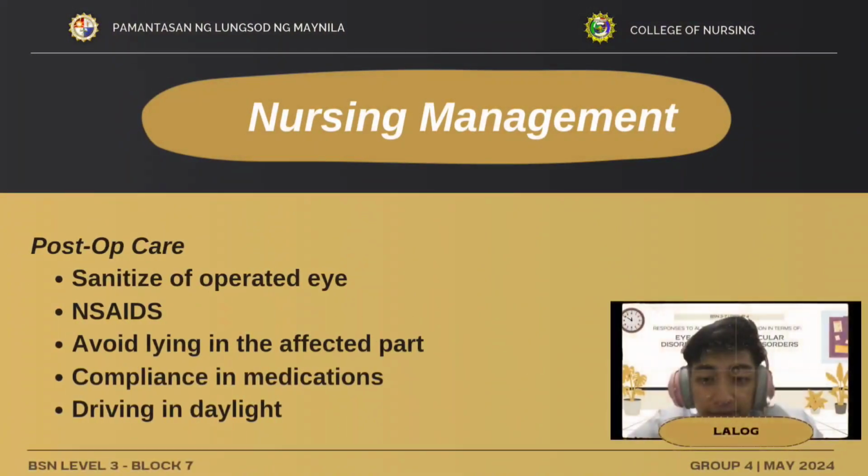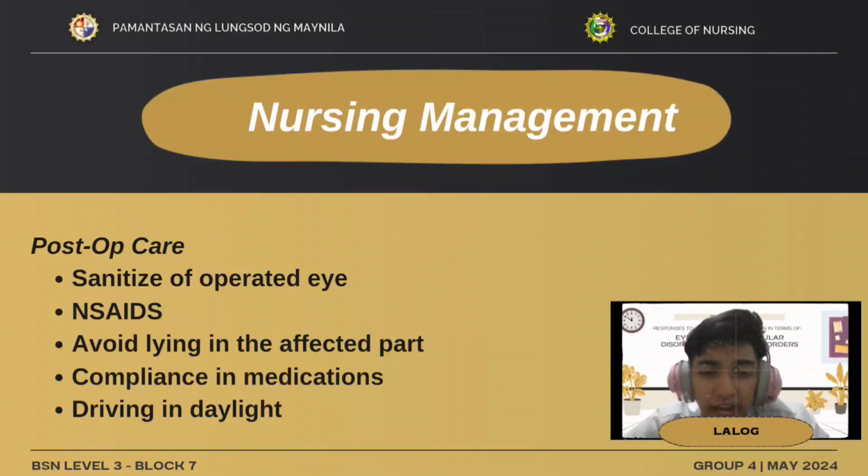For the post-operative care, health teaching is stressed. Katulad ng turuan natin sila paano maglinis ng operated eye, gamitin ng clean tissue from inner to outer canthus. Ngayon, kung masakit na after surgery, uminom sila ng NSAIDs. And then, wag silang matutulog doon sa operated part. At kailangan silang maging adherent sa kanilang medication, usually NSAIDs, corticosteroids. And then, kapag sila ay isang driver, optimal na mag-drive na lang sila in daylight at iwasan ang mag-drive sa gabi.